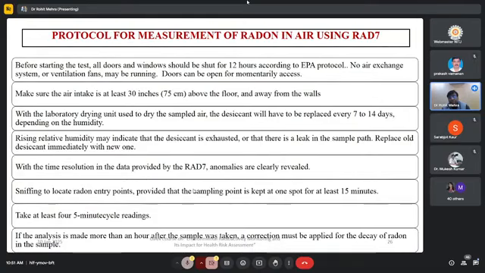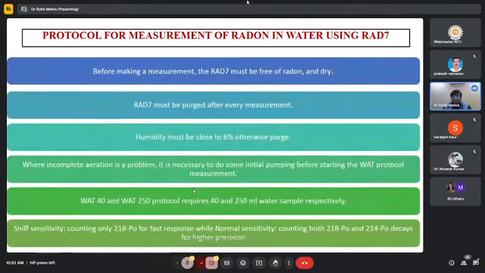Now you could use the sniffing mode to take the measurements, and then you could use at least 4 or 5 multi-cycle readings. If it is more than 1 hour after the sample was taken, a correction must be applied for the decay of radon in the sample. So these are a few protocols while you use the RAD7 in water.